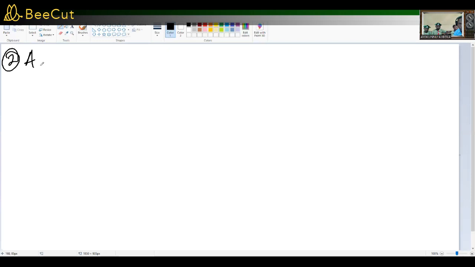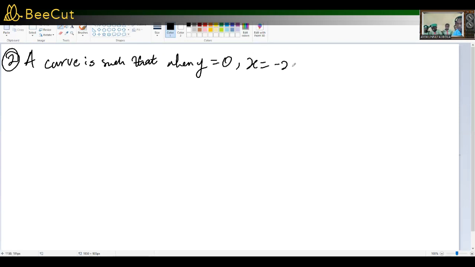So a curve, let's look at the question. A curve is such that when y equal to 0, x equal to minus 2, or x equal to 3.